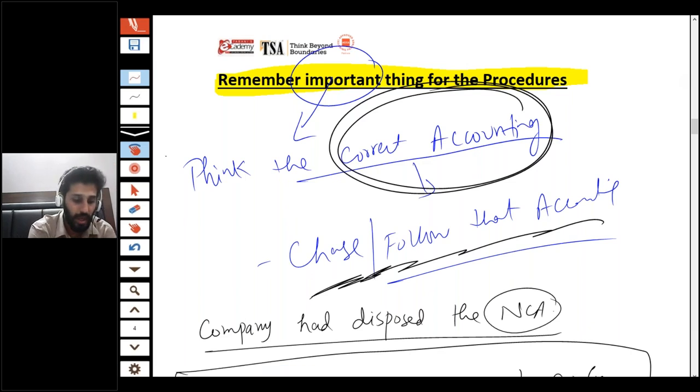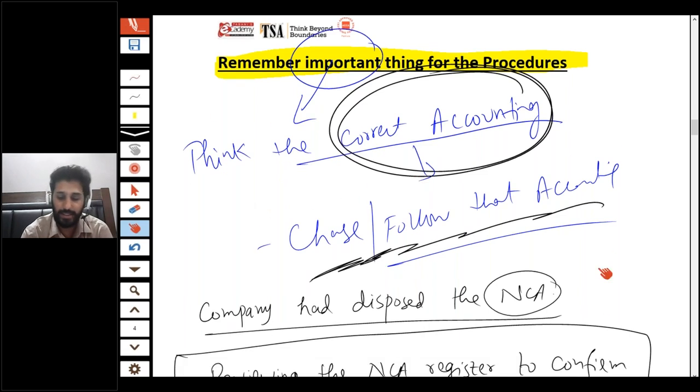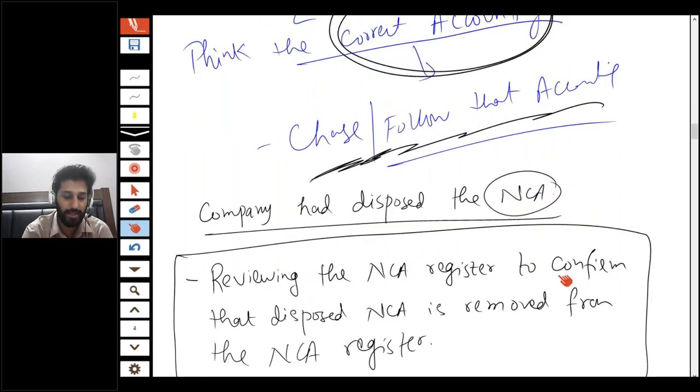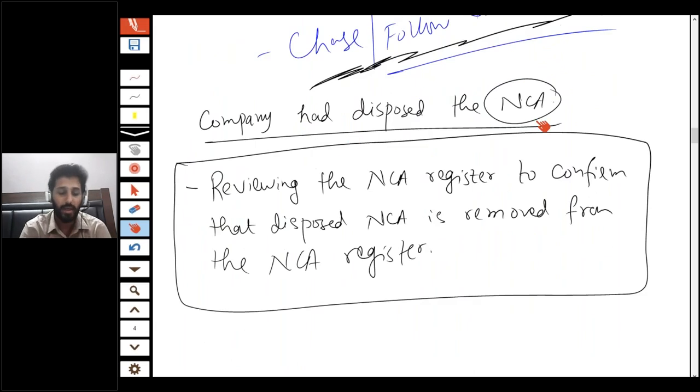Simultaneously, look at this example: the company had disposed of a non-current asset. So, review the NCA register to confirm that the disposed NCA is removed from the NCA register. You should use the word review because you are inspecting that NCA register. Now, this would be the correct accounting treatment from the side of the management, and you should cover that thing.